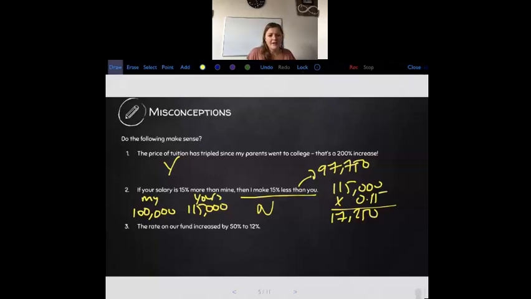Okay. Number 3, the rate on our fund increased by 50% to 12%. Okay, this statement would make sense. If we started off with 8% with a 50% increase, 50% of, or half of, 8 is 4, which would give us 12%.